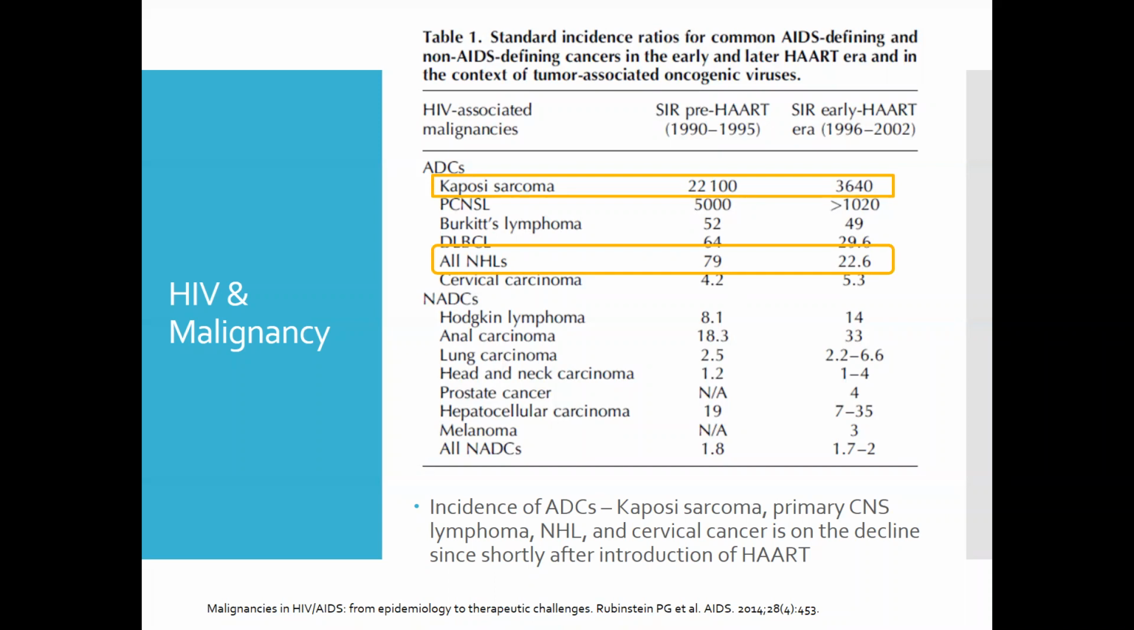This table is comparing the standard incidence ratios of patients with both AIDS-defining and non-AIDS-defining cancers when comparing the pre-HAART era to the early antiretroviral therapy era. We see a significant decrease in the incidence ratios of AIDS-defining cancers post-HAART era. However, for the non-AIDS-defining cancers, especially lung cancer, the incidence has probably remained the same, or in certain studies we've actually seen an increase in incidence post-HAART.